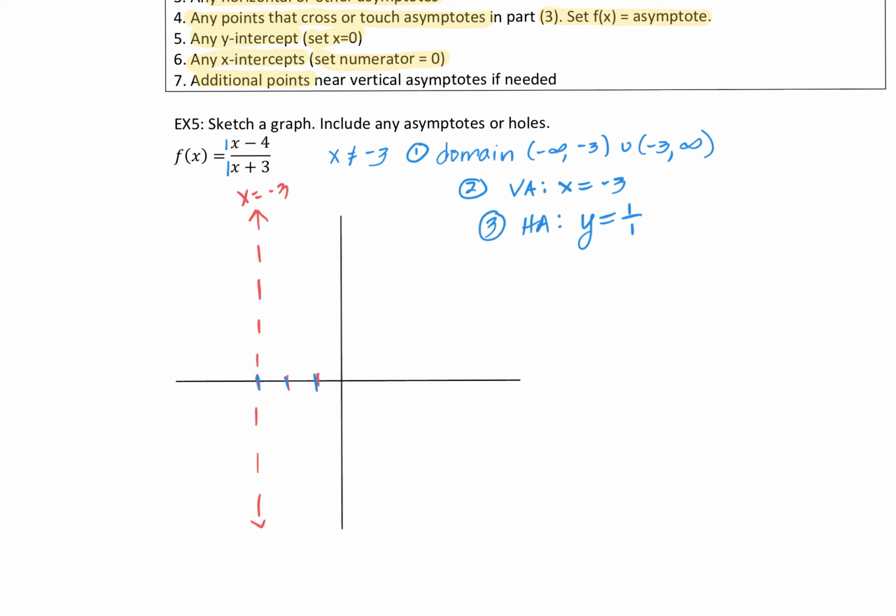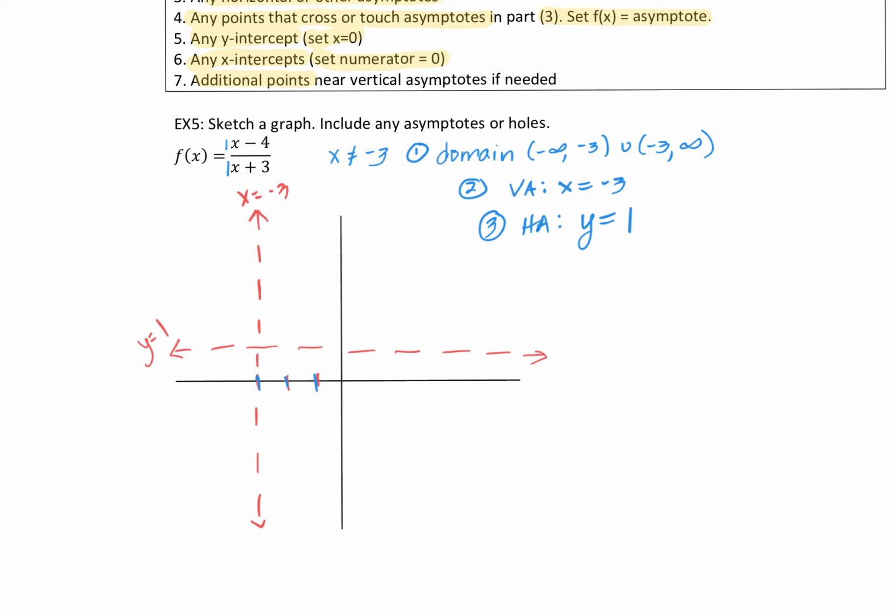But I'm going to not write it as 1 over 1. I'm going to write it as 1. So I do have a horizontal asymptote of y equal to 1. So it should be about here. Nice. Okay.